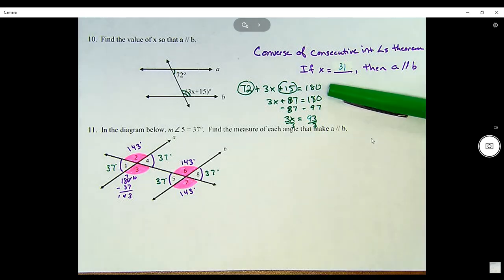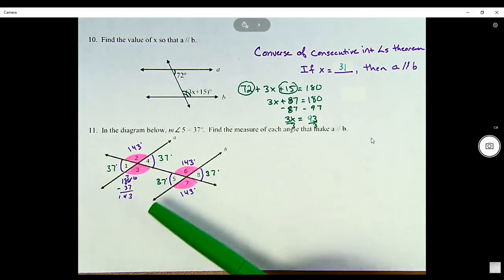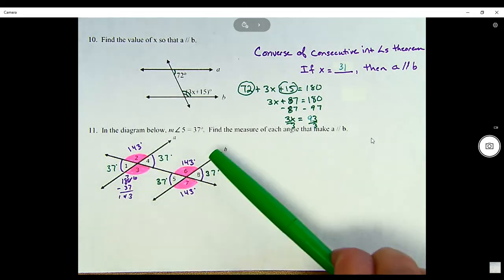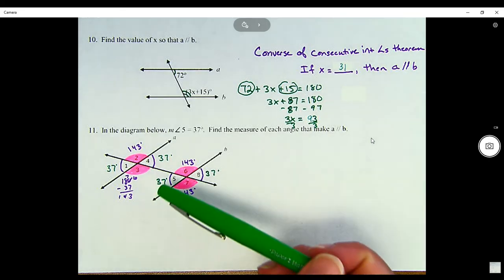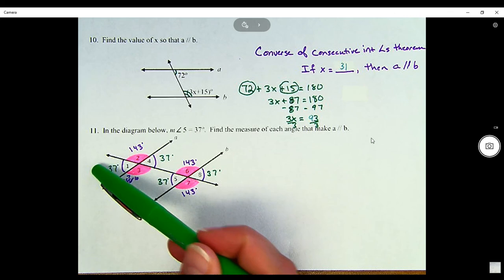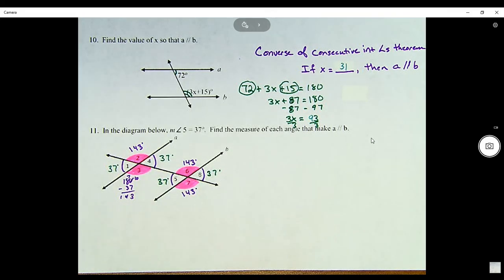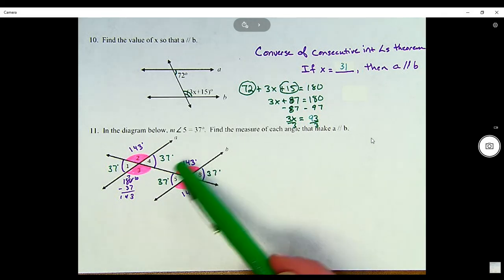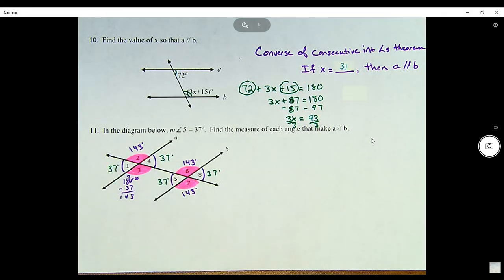Number 11 basically asks you what all of the angle measures have to be if lines A and B in this drawing are to be proved to be parallel. The angles that are corresponding and alternate exterior, consecutive interior, all have to match up. So basically, at both intersections, all of those angles have to be the same if you're going to prove that line A and line B are parallel.